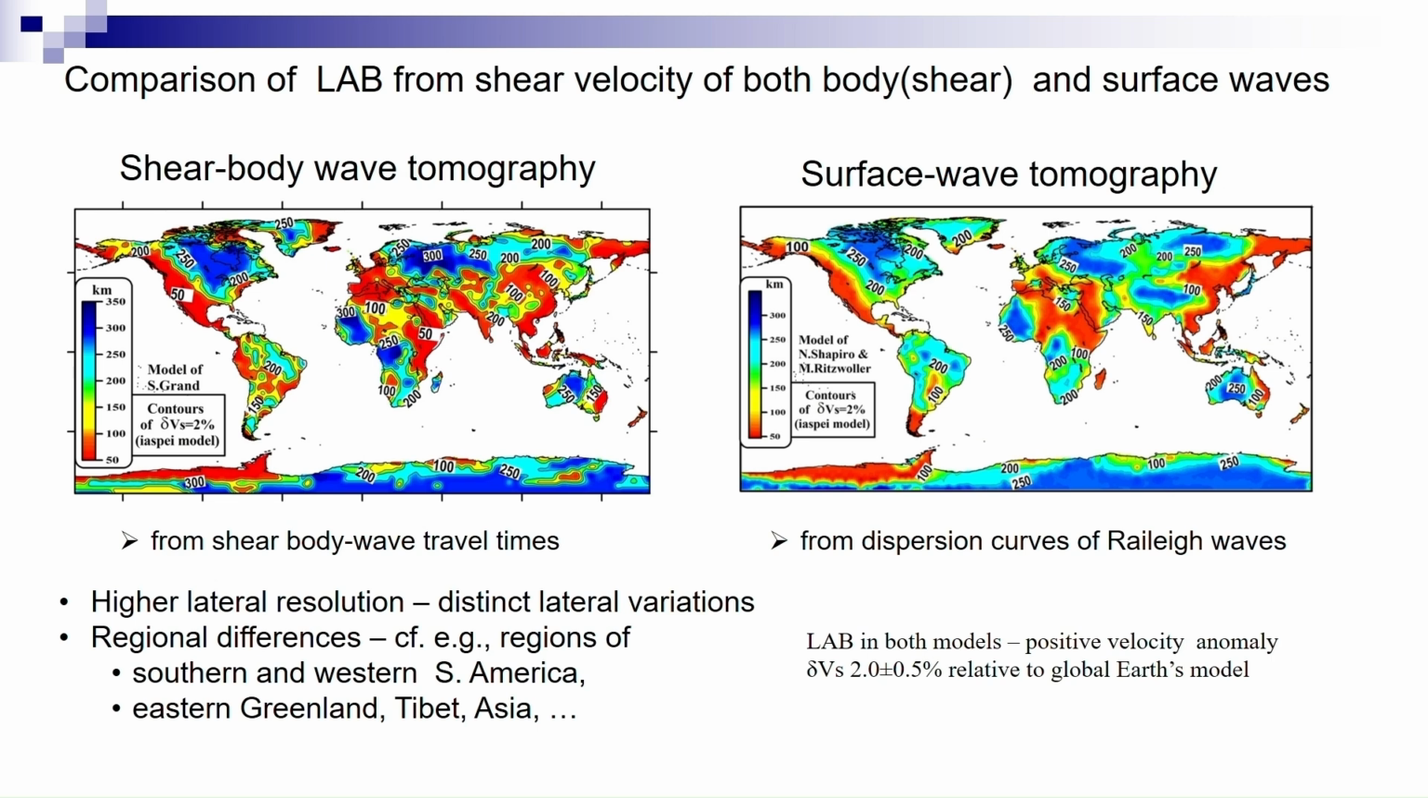The gross features, thick lithosphere beneath cratons, dark blue regions, are similar in both models. The LAB from body wave tomography has higher lateral resolution and maps distinct lateral variations of LAB depth. But there are regional differences between the two models, for example, regions in southern and western South America, eastern Greenland, Tibet, and others.